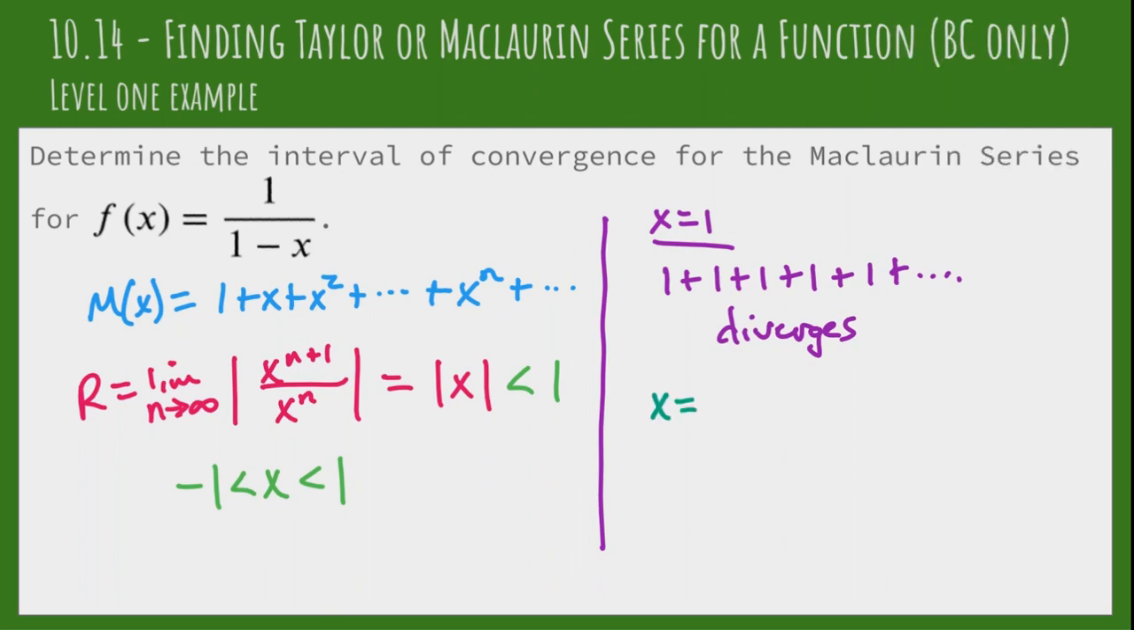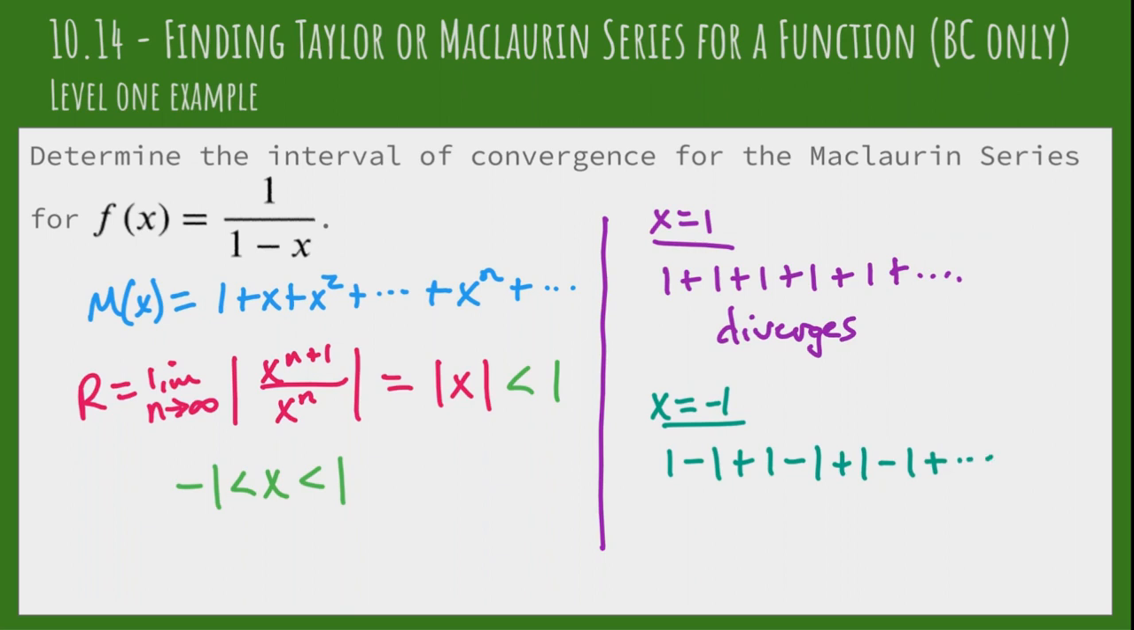At the other endpoint, we've got x equals -1. So plugging -1 in for x, we're going to have 1 minus 1. So this is going to be a -1 here. And then the x squared is going to be a plus 1. The x cubed is going to be a -1. X to the fourth is going to be a +1. And this is just going to alternate.